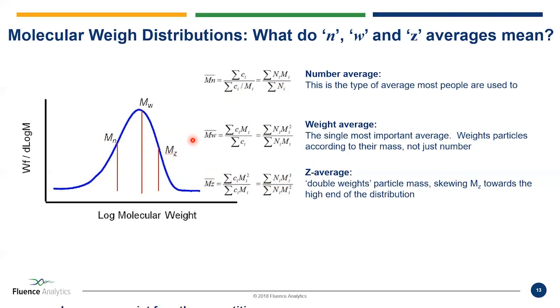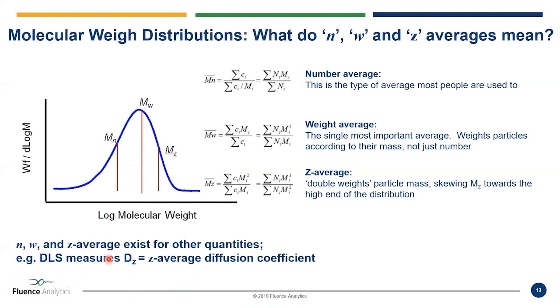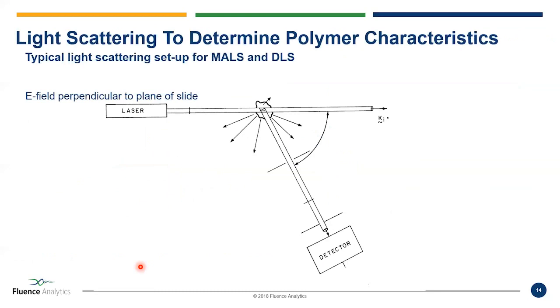There are techniques which measure M_n, for example, osmometry for number average molecular weight, and M_w, which is from light scattering. And frequently this weight average is the single most important average determining a lot of properties, including brittleness and processability and other properties. Z average sometimes you can't avoid, because that's what you'll get. For example, a DLS measurement gives you a Z average diffusion coefficient. You can't get away from that. The multi-angle light scattering will give you a Z average radius of gyration, but it does give you a weight average molecular weight.